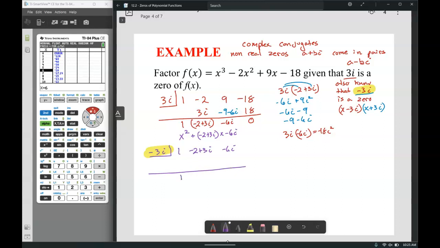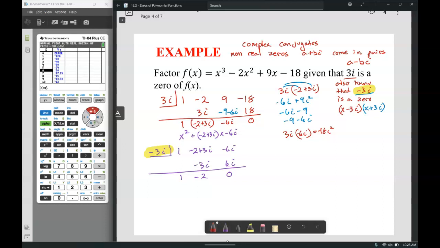And so we bring down 1, and we multiply negative 3i times 1, which is negative 3i. When we combine these like terms, the 3i and the negative 3i cancel, leaving us with negative 2. Then we multiply negative 2 by negative 3i, and we get positive 6i. And those will cancel, leaving us with a remainder of 0.